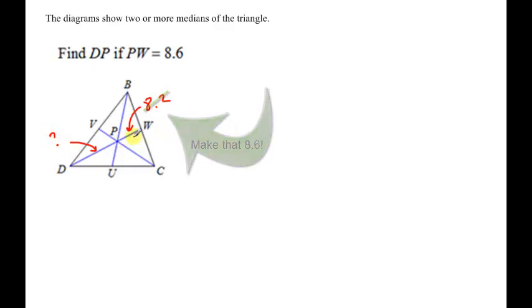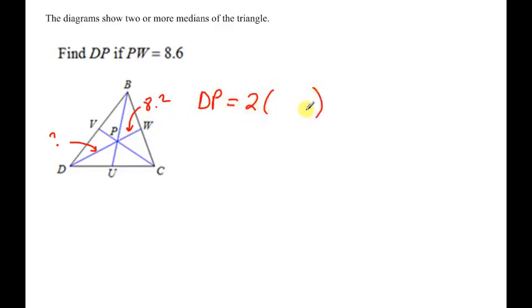All right, so P to W, now that comes from the centroid to the midpoint. That's the shorter piece of it. So this is going to be twice that length. So I'm going to say that DP segment is 2 times the length of the PW segment. So I'm going to go 2 times 8.6. And 2 times 8.6, if my arithmetic is right, I believe that's 17.2. If I'm wrong, I'm sure you'll let me know tomorrow.